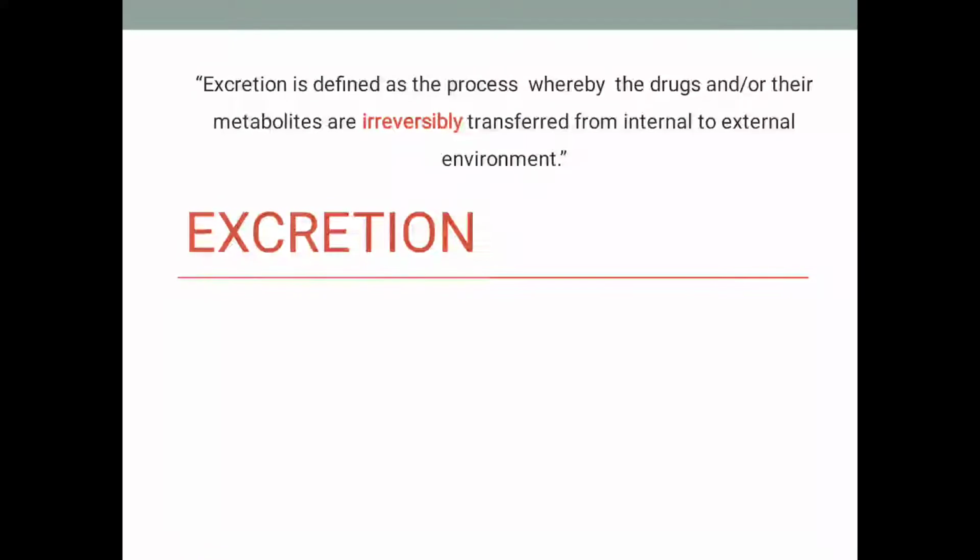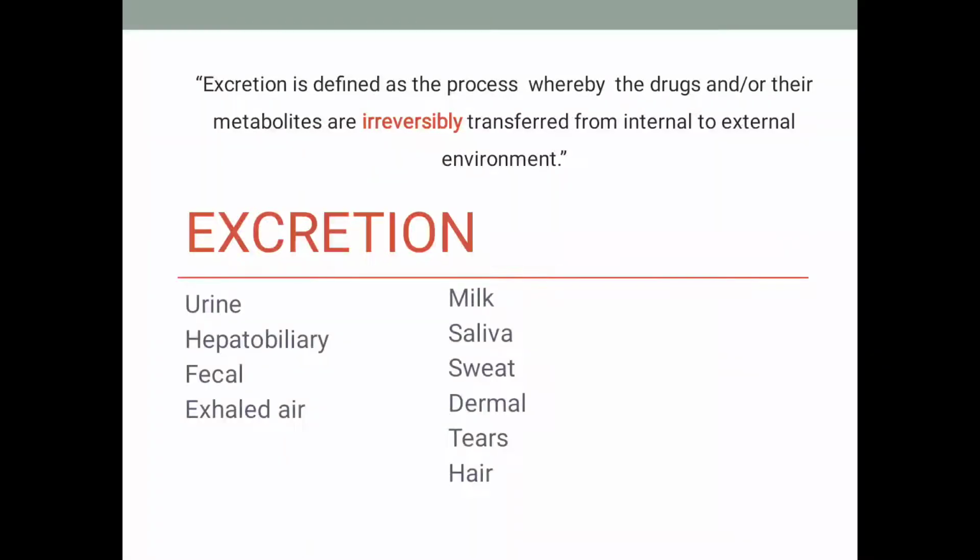So what is excretion? Excretion is defined as the process where drugs and their metabolites are irreversibly transferred from the internal to the external environment. It means drugs or their metabolites go from our body to the external environment irreversibly. This is called excretion. Which are the sites from where drugs can be excreted from our body? Through urine, through the hepatobiliary system, through feces, through air, through milk, through saliva, through sweat, through skin, through tears, through hair. These are the main sites from which drugs can be excreted from our body.